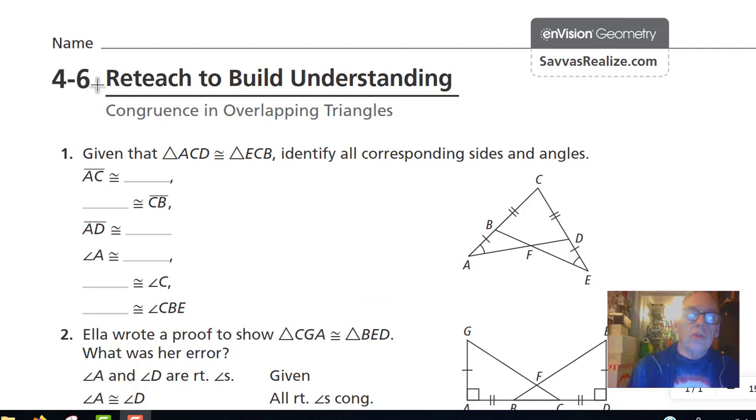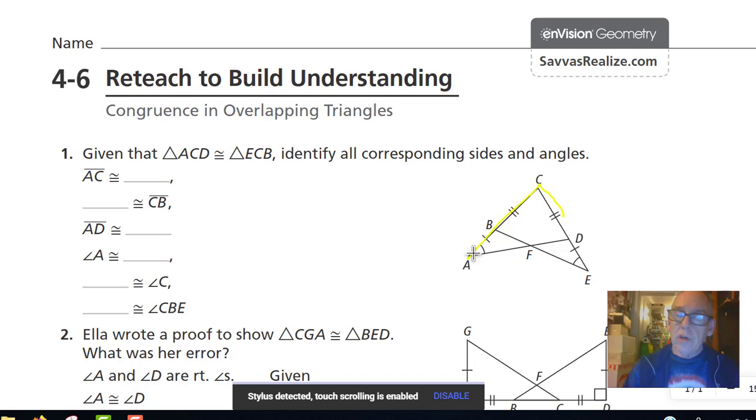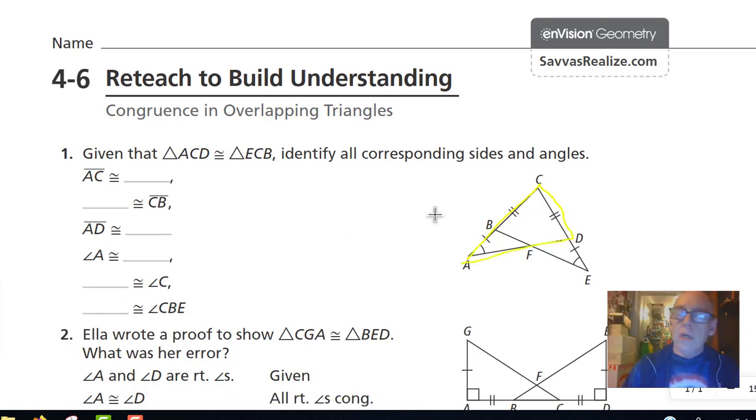Okay, this video goes with the Reveal 4.6 Reteach to Build Understanding on Congruence and Overlapping Triangles. So see what we have here. They're telling us that this triangle ACD is congruent to triangle ECB. Is congruent to this triangle here. So the test, those two triangles are congruent.